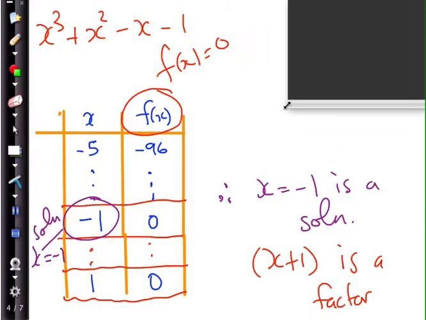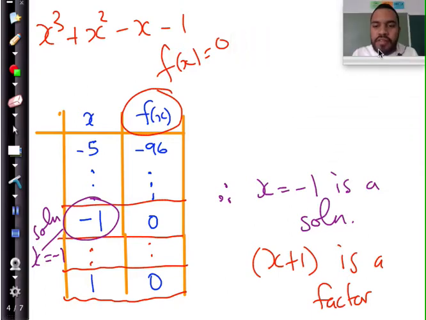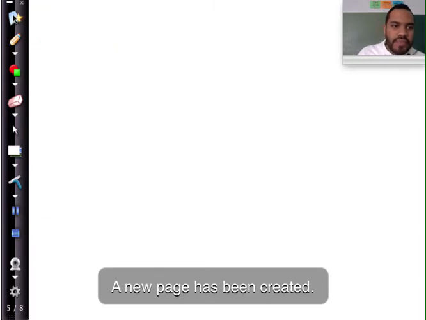What we're going to do now is use our knowledge of the solution and the factor to construct a synthetic division routine to find the other factor. Remember, this is a continuation, so it's still a little bit of new work. I know x equals -1 is a solution, so x plus 1 is a factor. Let's write down this equation again.